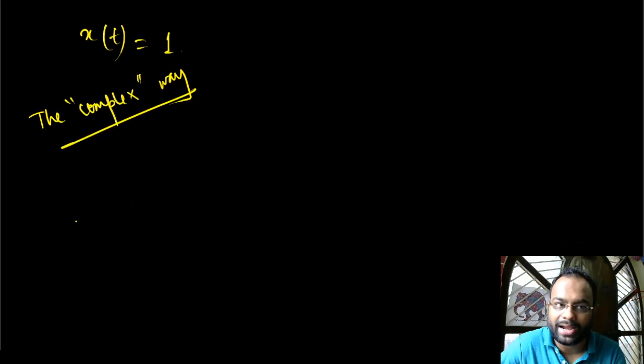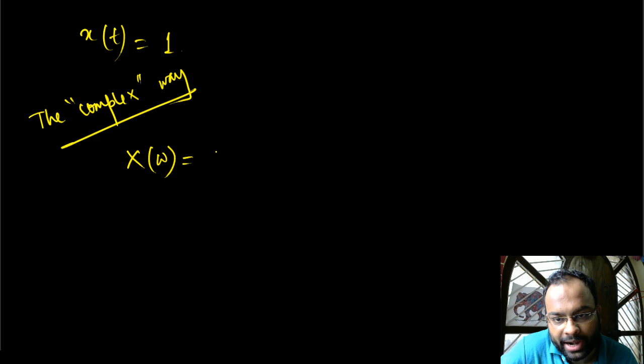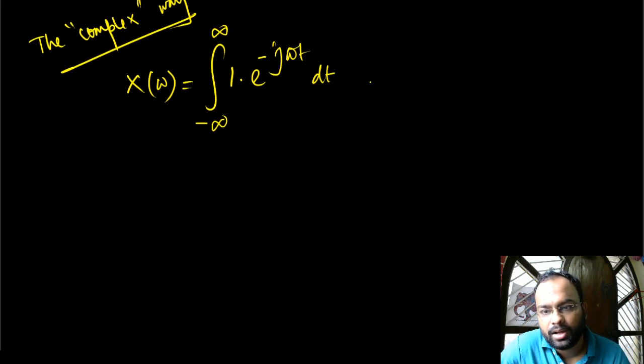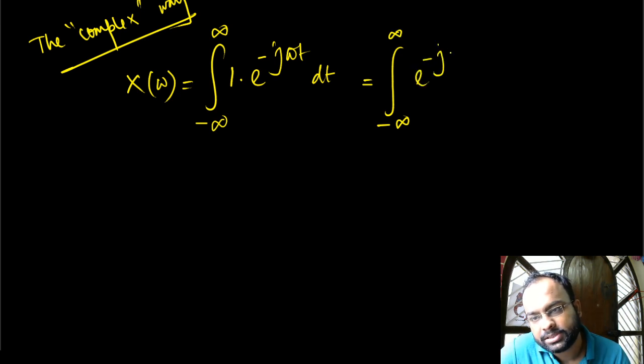But I would assume that I don't know complex analysis, so I won't be able to solve this in this way. So I'm calculating the Fourier transform of 1. That might seem pretty easy. Let's do that. So from minus infinity to infinity, I am doing this integration, e to the power minus j omega t dt.